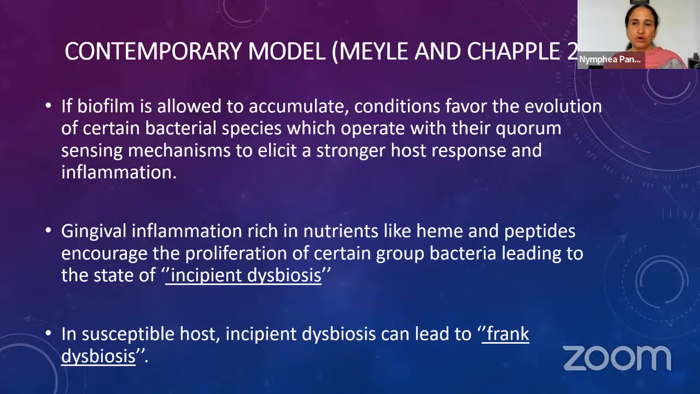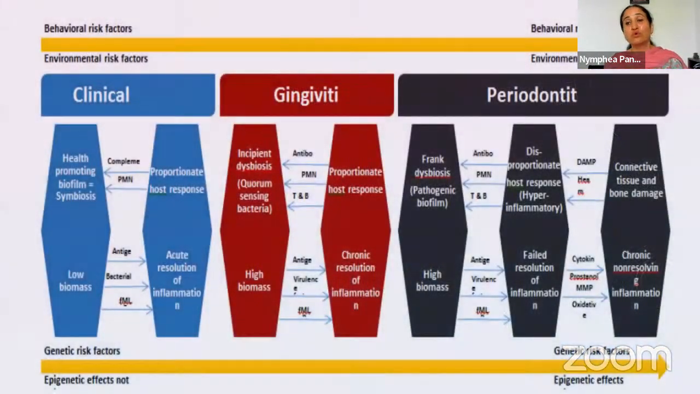dysbiosis, which was initiated with what we talked about, keystone pathogens, pathobionts, and the conversion of gram positive to gram negative, would progress. This would not go there if the host was not susceptible. So this laid more emphasis upon the local milieu and the type of response that the host develops towards a particular type of organism. So this had many components. In clinical health, if there was complement formation and PMNs, they could effectively control the disease.